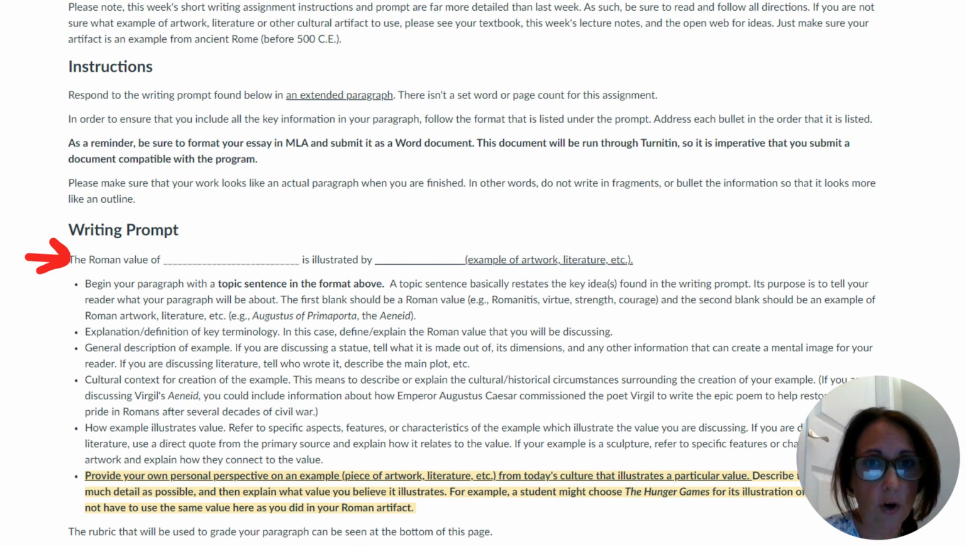So once you have your artifact and value, you're ready to compose your topic sentence. The topic sentence is going to be the very first sentence of your paragraph, and it's going to explain to the reader what your paragraph is about. So I already have a little form for you to fill out to create this topic sentence. And it reads, the Roman value of blank, that's where you're going to put your value, is illustrated by blank. And that's where you're going to put your artifact.